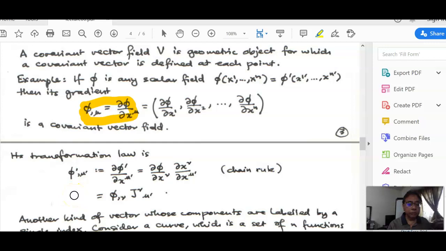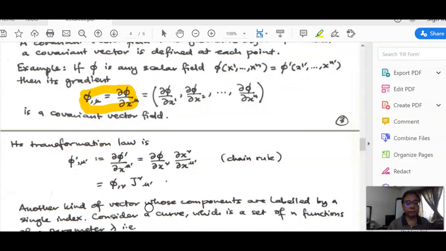With respect to the new coordinate system, the dashed coordinate system, it will be given by that. But you can easily transform it to the undashed coordinate system in this way. It's just using the chain rule. So you have ∂φ/∂x^ν times ∂x^ν/∂x^μ'. In other words, this is essentially the Jacobian matrix. Actually, it's the inverse Jacobian here. And you have essentially the transformation law for the covariant vector.